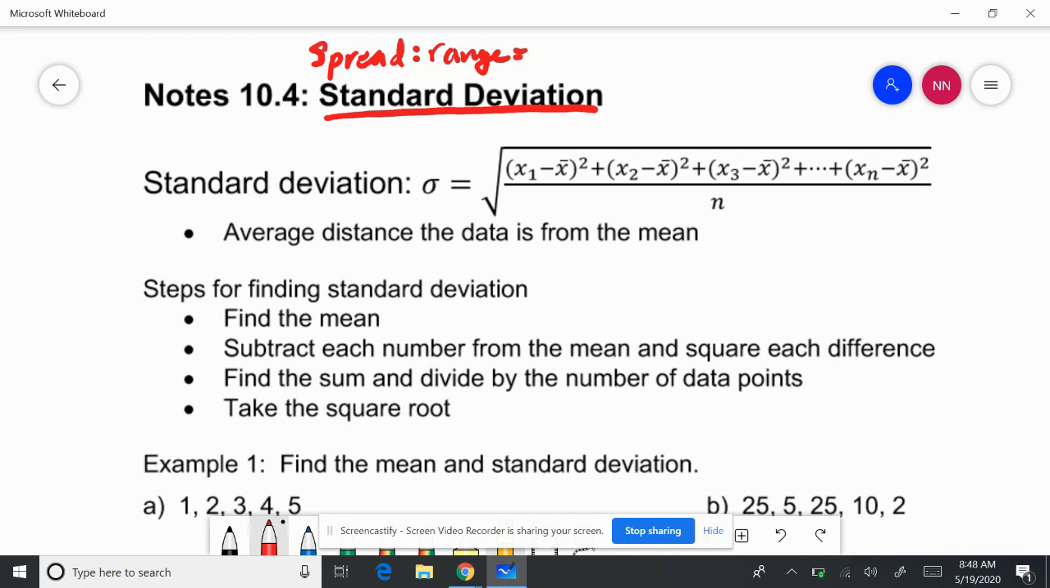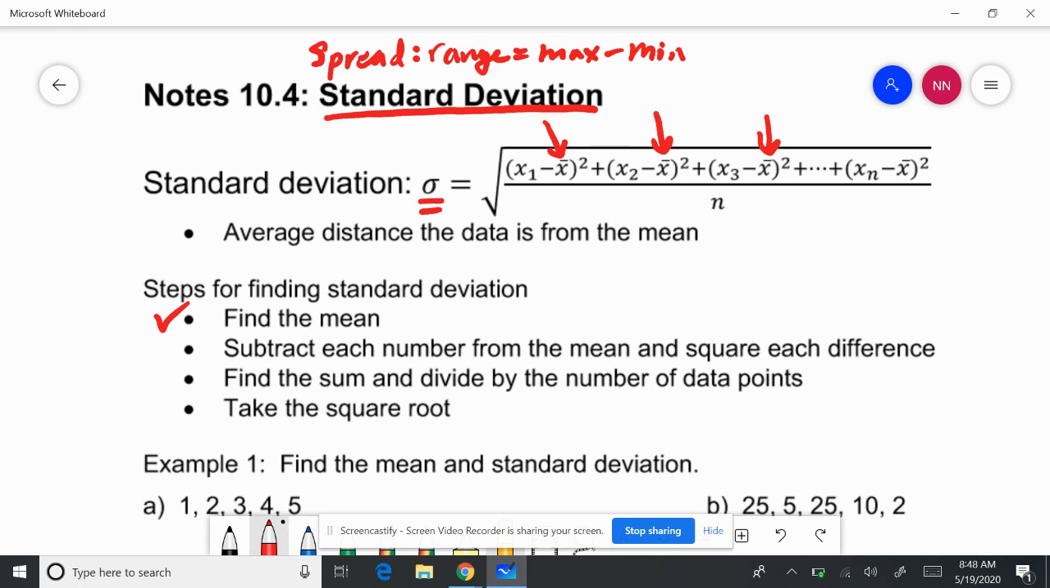The range was easy because we took the maximum minus the minimum, and that was our range. The standard deviation is a little bit more difficult. We actually have a more complicated formula. The standard deviation is related to the mean. So if you look right here in the formula, what we have is the mean. So in order to find the standard deviation, our first step is to find the mean.